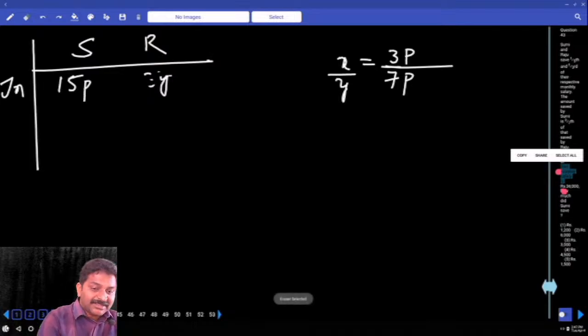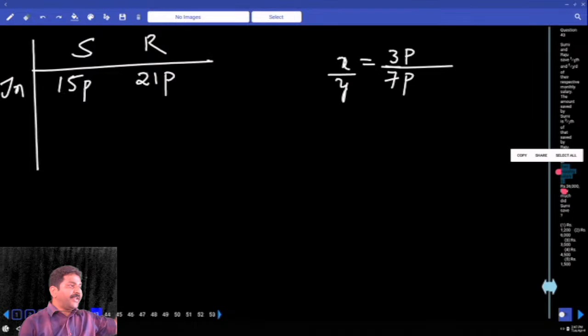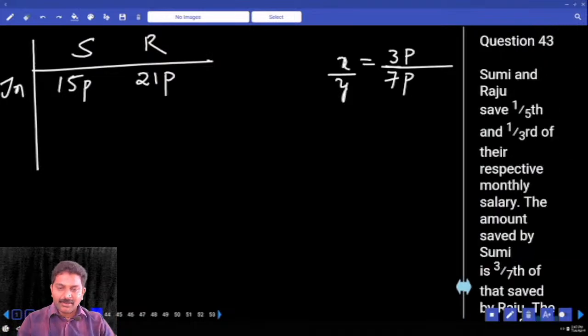3y in the sense, 21 parts. Now you have every piece of information in terms of parts. X, y values are not there. Is it understood? Right. So now continue.